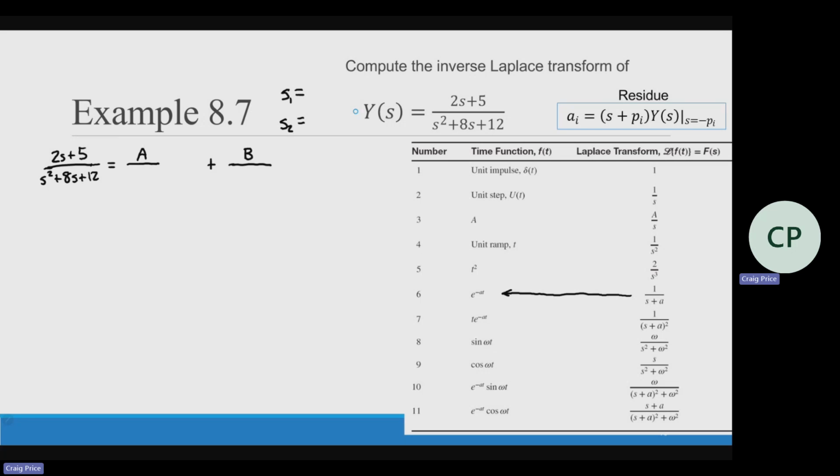What are the roots? -2 and -6. They're real, not complex. I'm going to have an s plus 2 as one denominator of my partial fraction, and then B over s plus 6. Now, if you have them switched, that's fine. We'll end up with the same answer. It's just different constants associated with other roots.